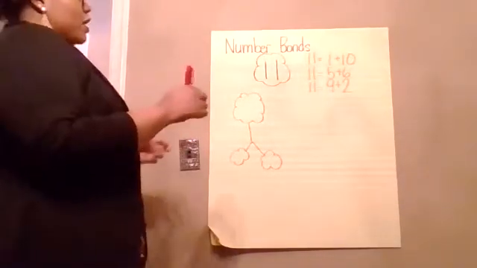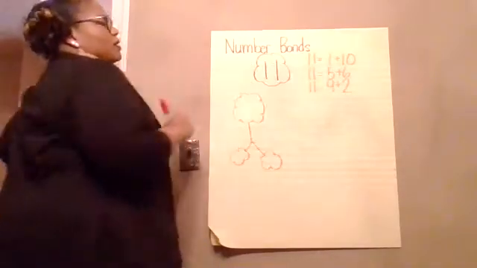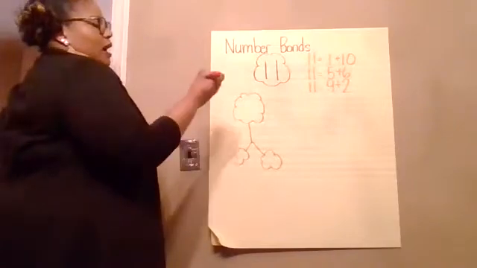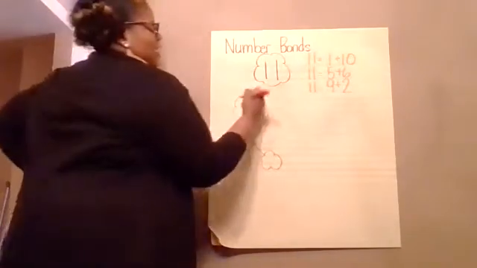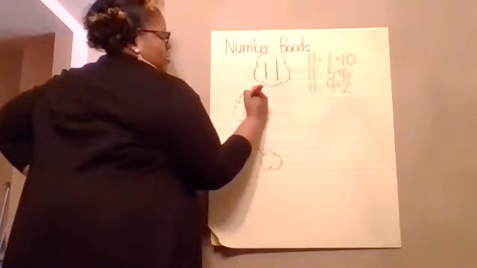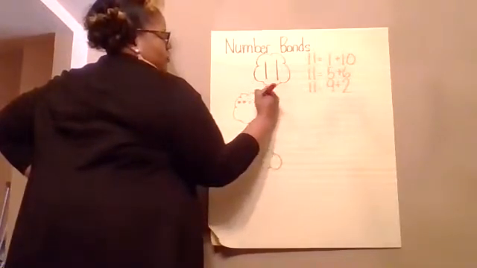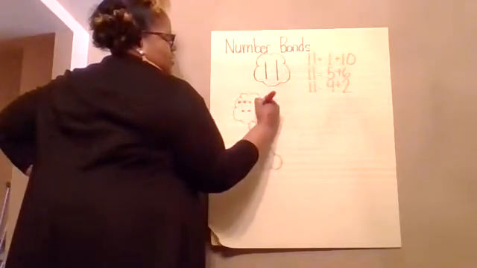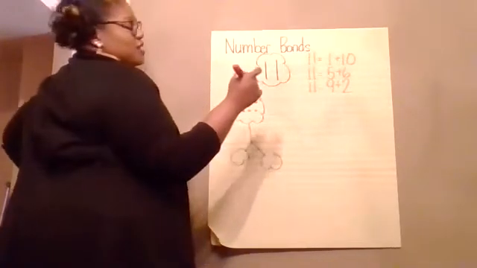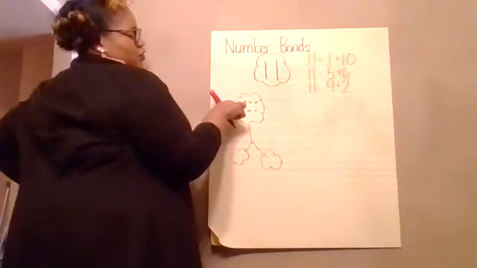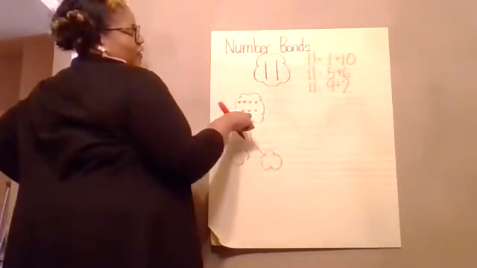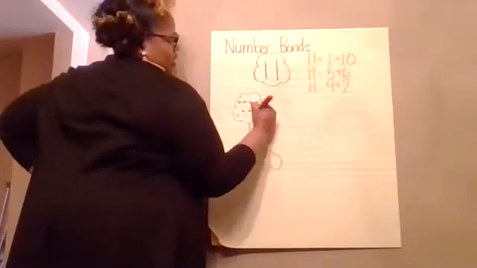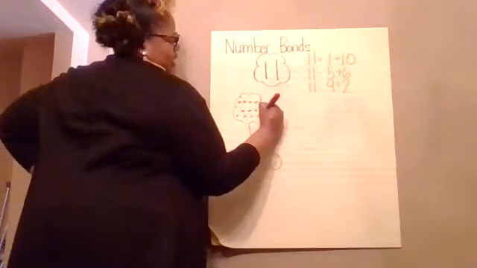So in my part, I'm going to start off with the number 11 is equal to 1 plus 10. So in my whole part, I'm going to draw 11 dots. Count with me. 1, 2, 3, 4, 5, 6, 7. Remember, keep your pace. So let's start over. 1, 2, 3, 4, 5, 6, 7, 8, 9, 10, 11.